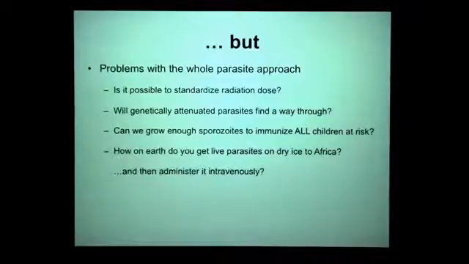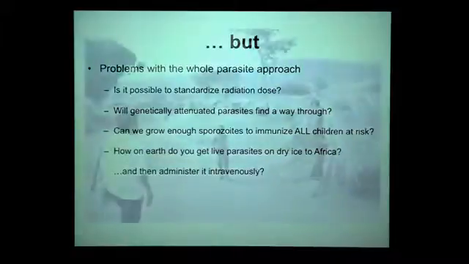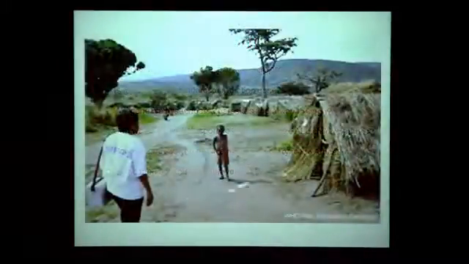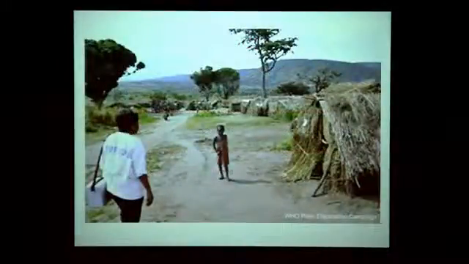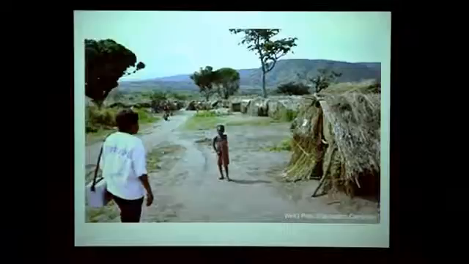I've already shown you lots of evidence that the parasite has a very plastic ability to keep changing its immunological coat. So maybe it'll find a way through. Can we even grow enough sporozoites or those kind of parasite stages to immunize all the children who are at risk? And then how on earth do you get a parasite to areas of rural Africa where there's no running water or electricity and you need to carry the parasite on dry ice and then administer it intravenously? So it's clearly quite a challenge that we face if that's going to be our strategy.